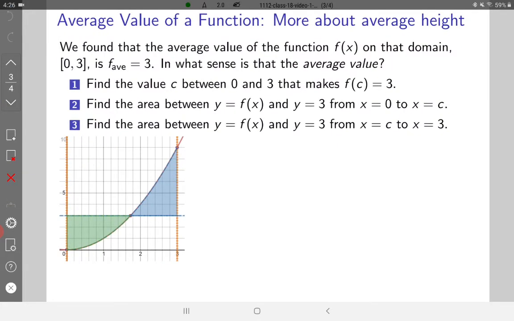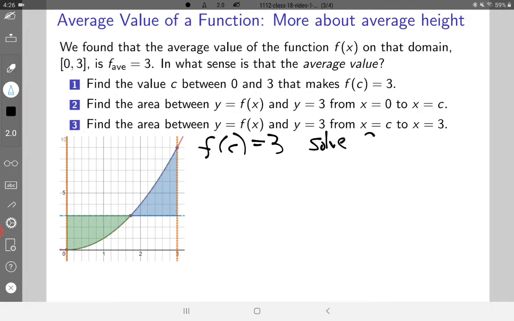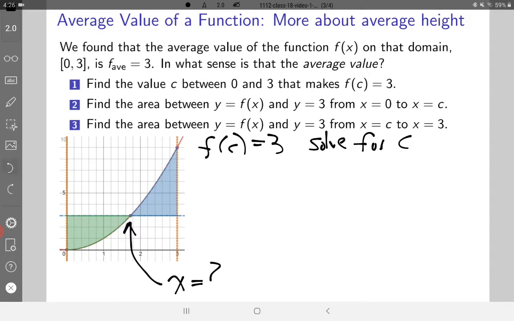Here's a little more about that specific example. You can see that I've colored a couple of the regions in the graph for some reasons that we'll get into here. My first question is asking, find the value c between 0 and 3 that makes the function output 3. So in other words, let's say f of c equals 3, and then let's solve for c. In other words, we're trying to find the x-coordinate of that particular point where the graph intersects the horizontal line that is the average height.